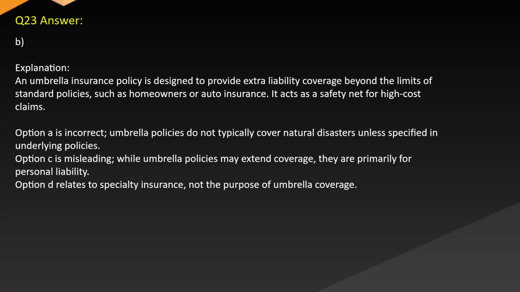Answer B. Explanation. An umbrella insurance policy is designed to provide extra liability coverage beyond the limits of standard policies, such as homeowners or auto insurance. It acts as a safety net for high-cost claims. Option A is incorrect. Umbrella policies do not typically cover natural disasters unless specified in underlying policies. Option C is misleading. While umbrella policies may extend coverage, they are primarily for personal liability. Option D relates to specialty insurance, not the purpose of umbrella coverage.